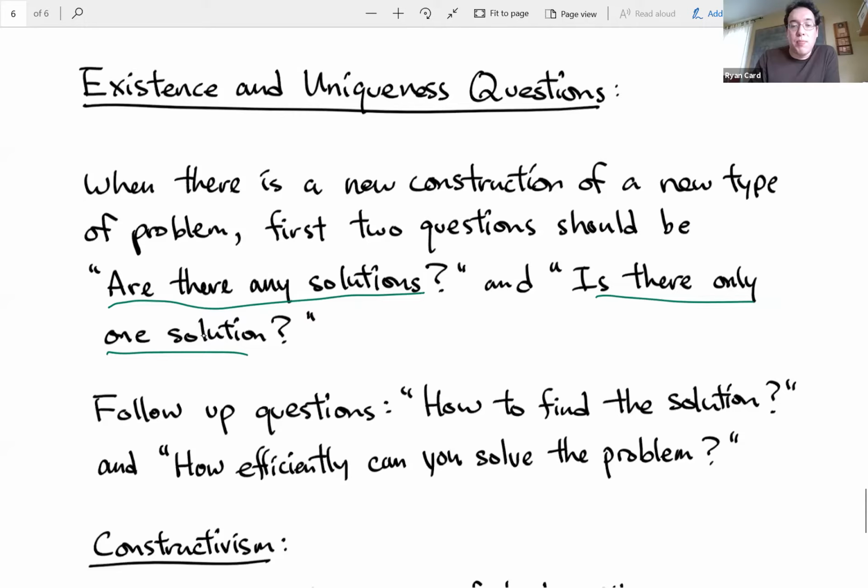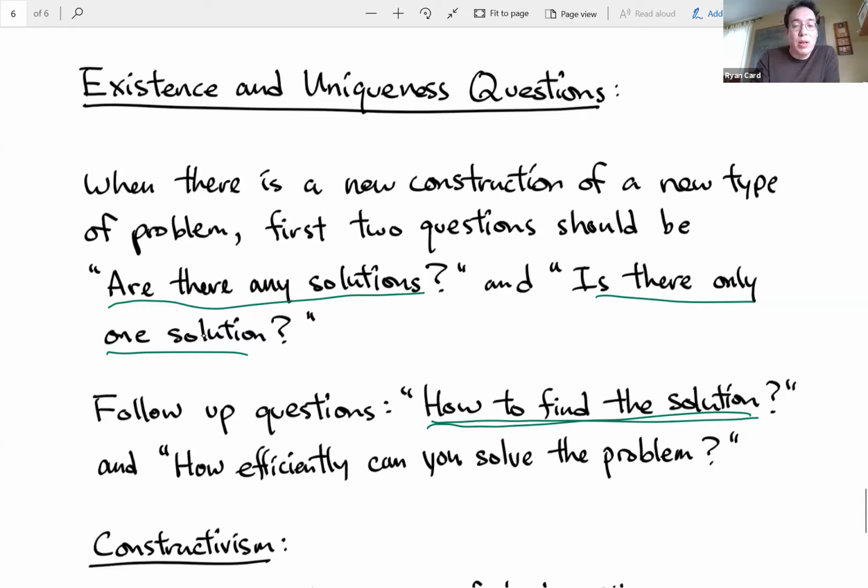So a follow-up question to something like that could be, okay, if the solution exists, how do we find the solution? So in the proof of existence, maybe you have to construct a solution, find a solution to say that it exists, but sometimes you could prove something exists with a contradiction or something. So you might actually not have a way to systematically find a solution. So that could be a question that could be asked.